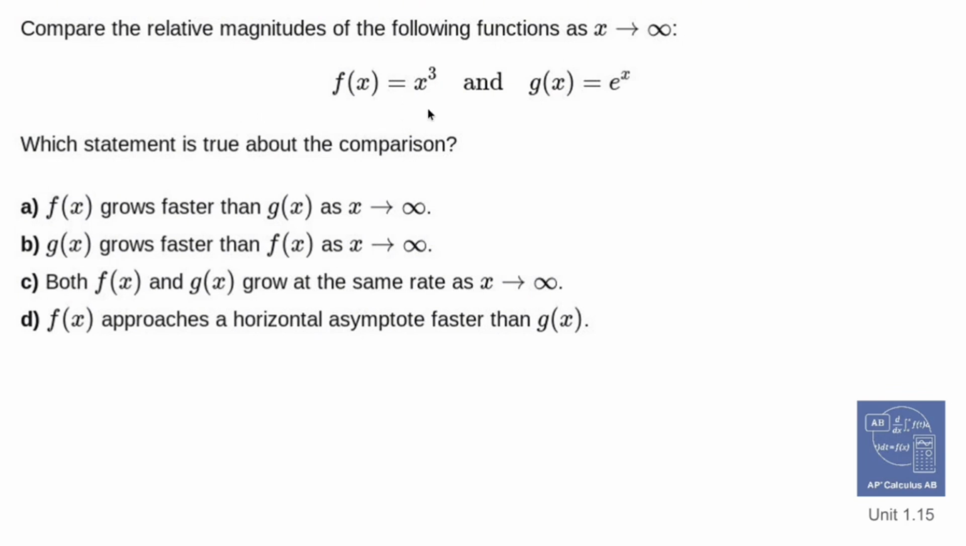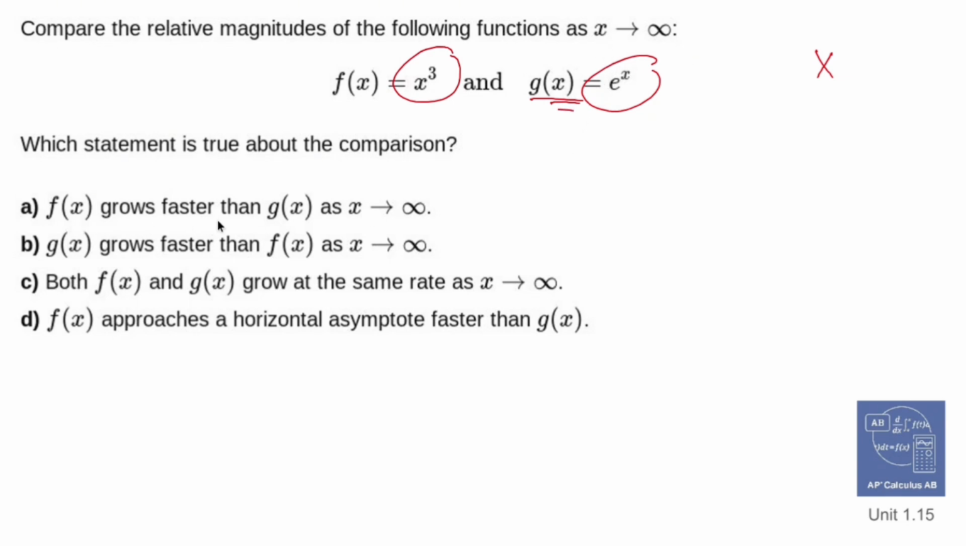Compare the relative magnitudes of the functions as x approaches infinity. For f of x, we have x to the third power, and for g of x, we have e to the x power. This is a cubic. That grows fast. This is exponential. That grows 1,000 times faster. Anything to the x power, whether it's e or x, is going to grow a lot faster than x to any number. So e to the x is going to grow faster, or in this case, g of x is going to grow faster as x approaches infinity.